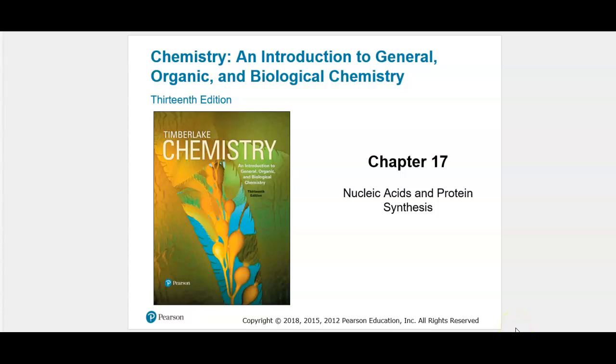Okay, we've talked about the basic building blocks of nucleotides, which are the basic building blocks of nucleic acids, and we saw that a nucleotide was an assembly of a base, an organic base, a purine or a pyrimidine, a sugar, which could be ribose or 2-deoxyribose, and phosphate. Now we're going to talk about how these things are assembled into nucleic acids.